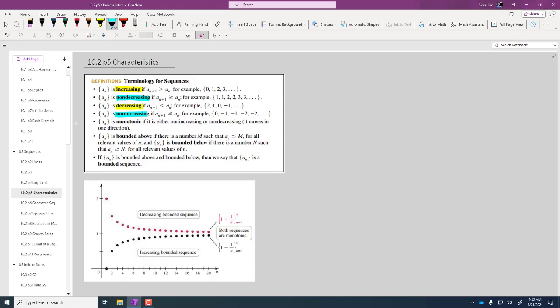So non-decreasing is very similar to increasing. It's just that you can have some flat spots where it stays the same and then it starts trending up. Okay, so non-decreasing means not going down, not decreasing. Similarly, non-increasing means not going up. So it's either staying the same or trending down.